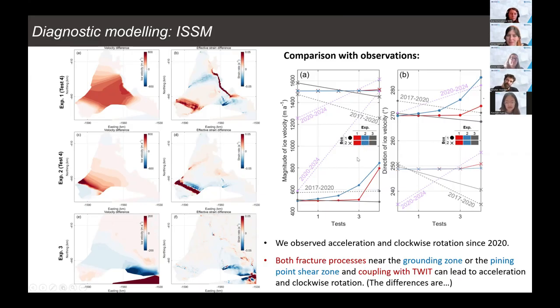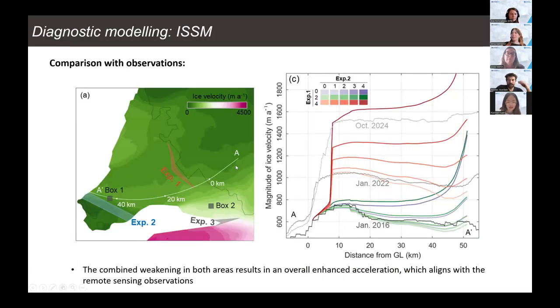But the observed acceleration, like here between 2022 and 2024, is much larger than any simulated ice velocity in any single experiment. So we combine experiments 1 and 2, and then we can see the model shows a much larger acceleration, which matches very well with the observation.